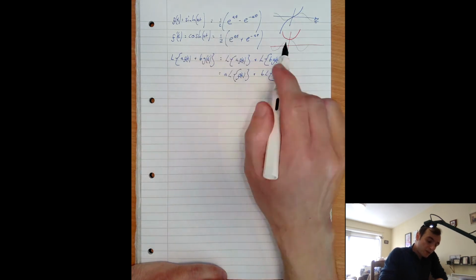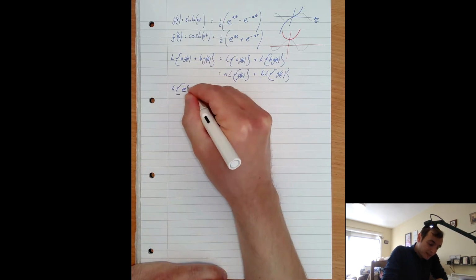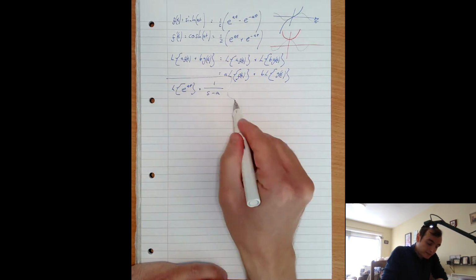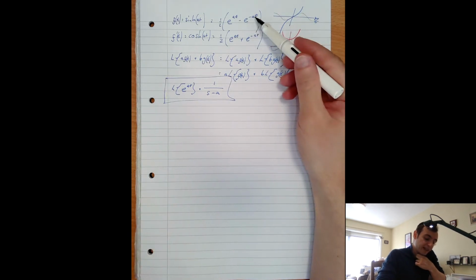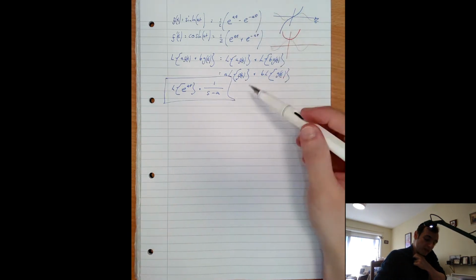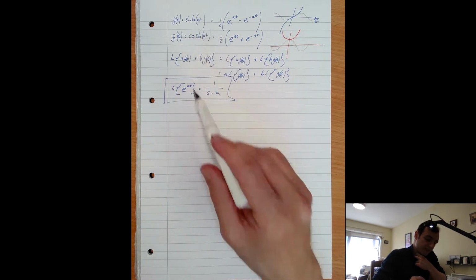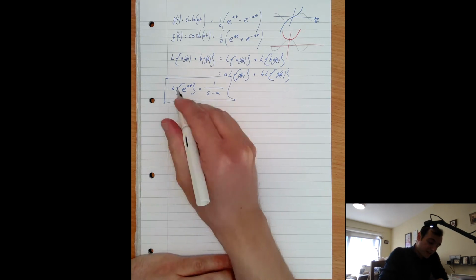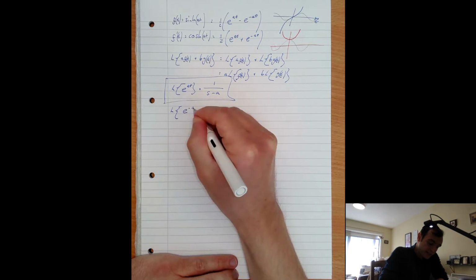Right, so we know from the work that we've done before that the Laplace operator of e to the at is simply going to be 1 over s minus a. That we know. If we find the Laplace operator of e to the minus at, then we should be able to use this property of linearity to derive what the Laplace operator of these hyperbolic functions are. So let's try and derive what the Laplace operator is of e to the minus at.